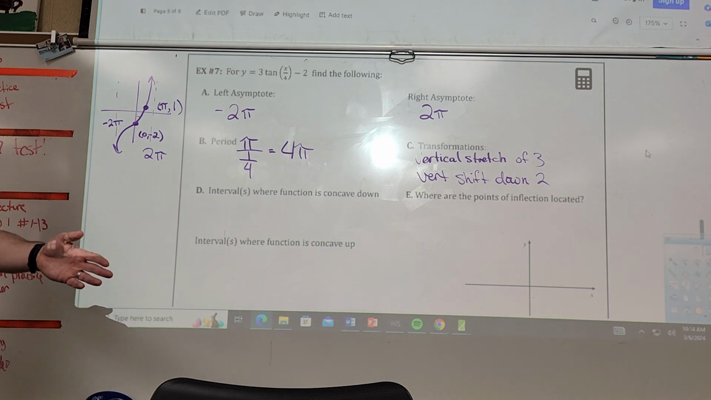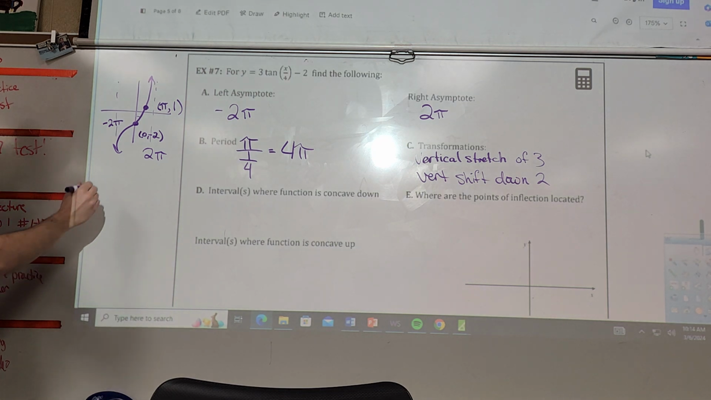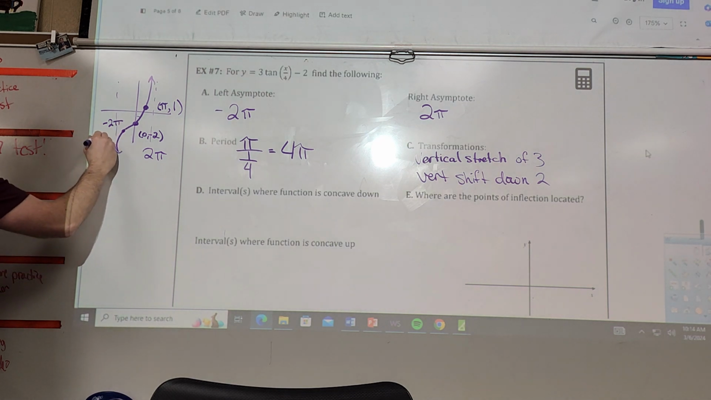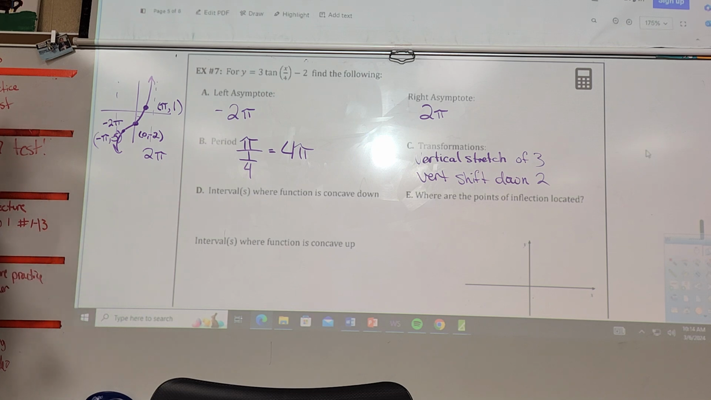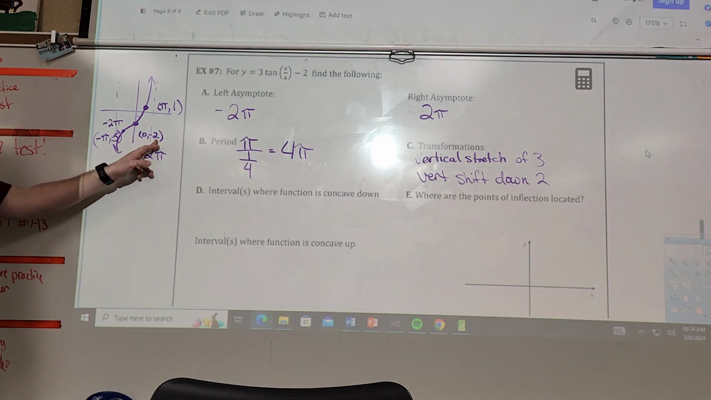We're just sketching it. It just wants a sketch. And down here would be what? Negative pi, negative 5, right? Because I went down 3. Okay? I don't even need to know those. Those aren't even going to come up. But it's just a reminder how to do it.